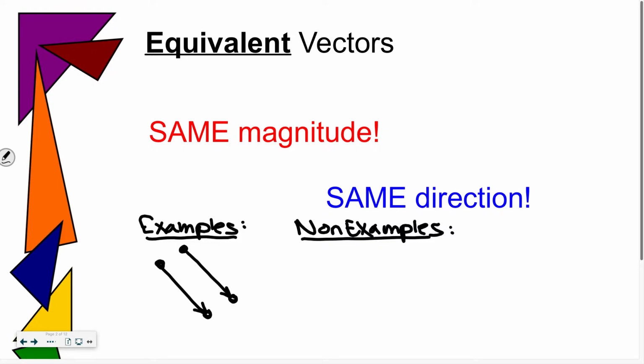These look equivalent to me because they appear to be the same length. If I got out my ruler and measured them, hopefully I drew them accurately, they're the same length. And then they're also parallel, so they have the same direction, because they're the same slope.